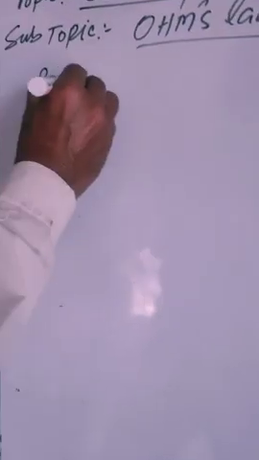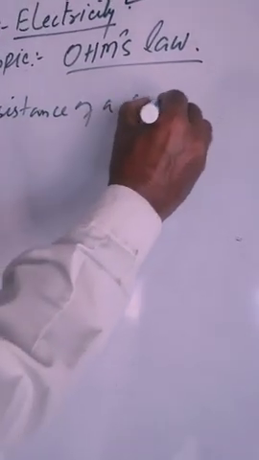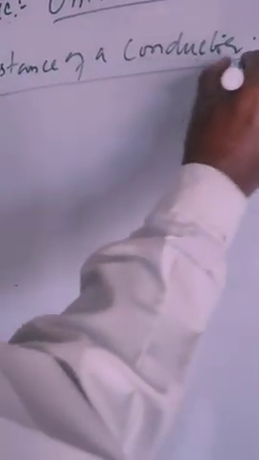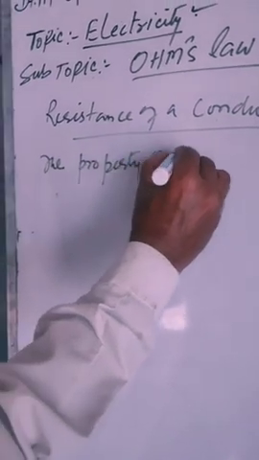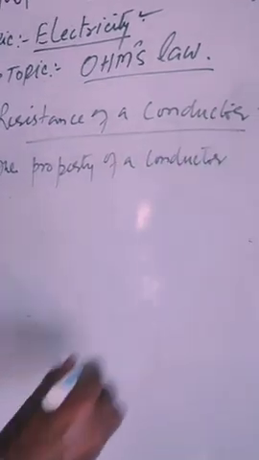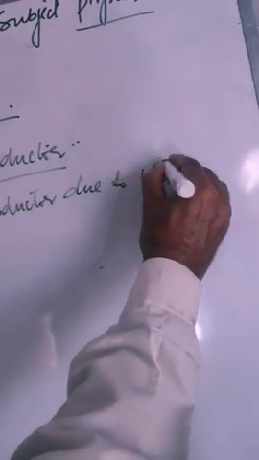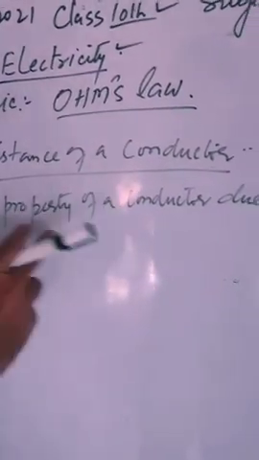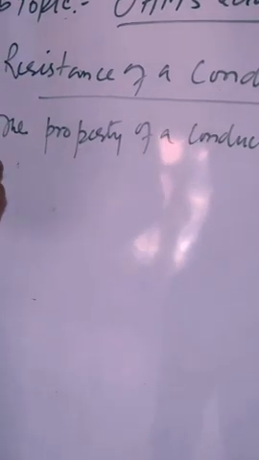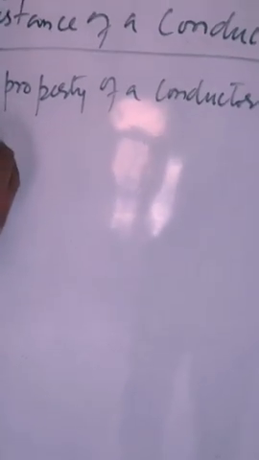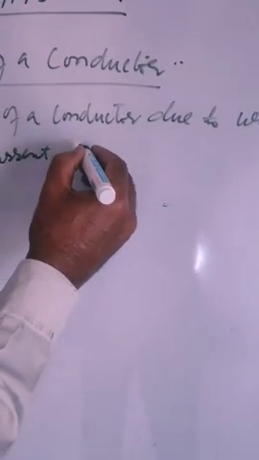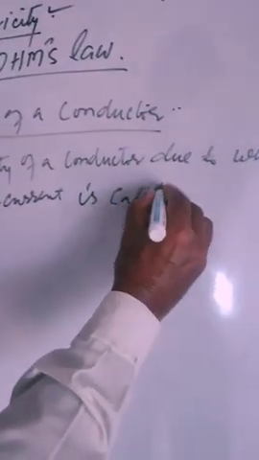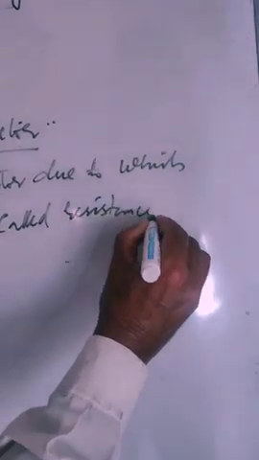Today, resistance of a conductor. The property of a conductor due to which it opposes the flow of current is called resistance.